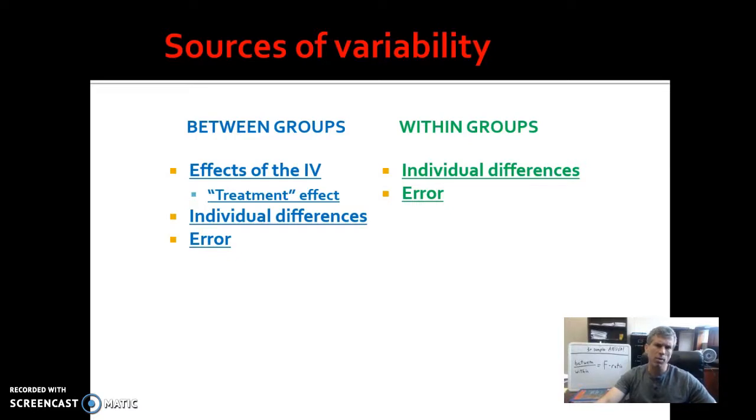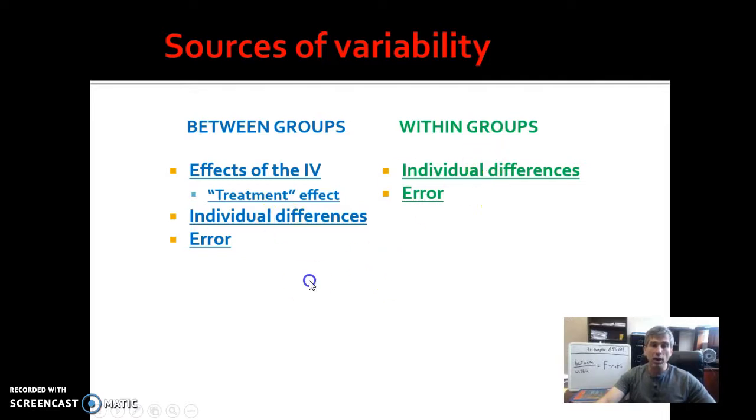They're really far away from average, something like that. So we calculate those two variances, and again, notice the IV, the treatment effect, can't be influencing within groups variance because the people are experiencing the same level of the IV. It can't be causing their scores to differ from each other because everybody's in the same condition, everyone's experiencing the same level of the IV.